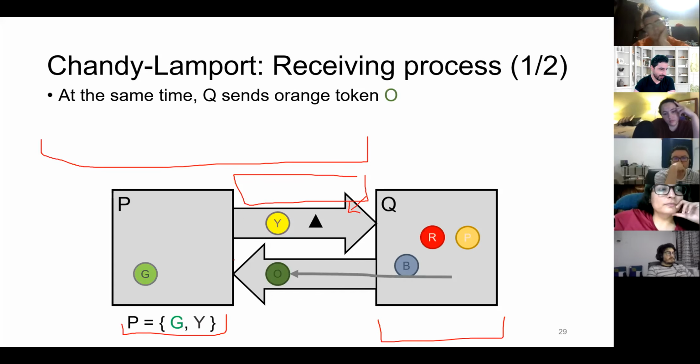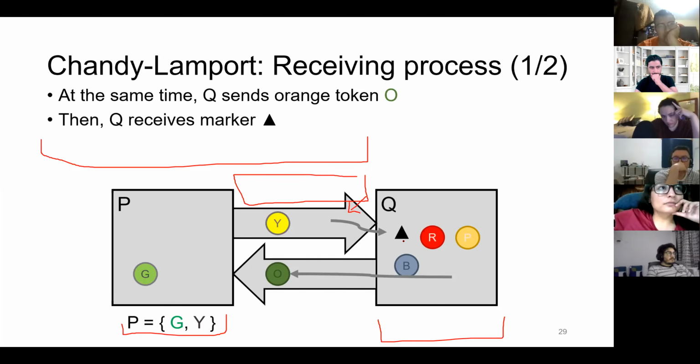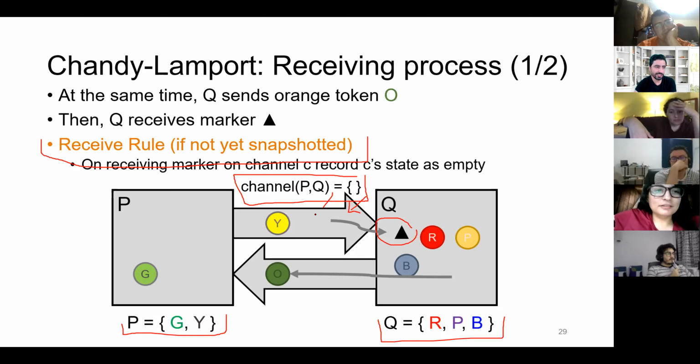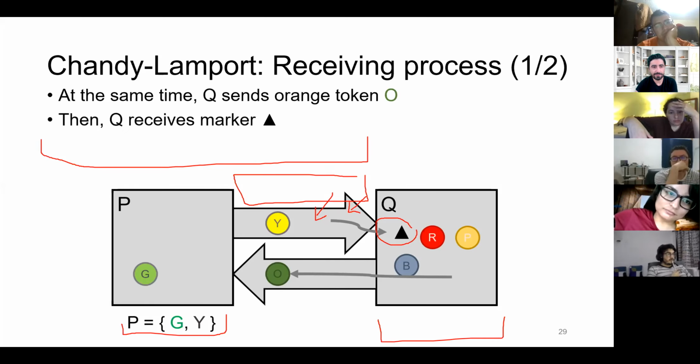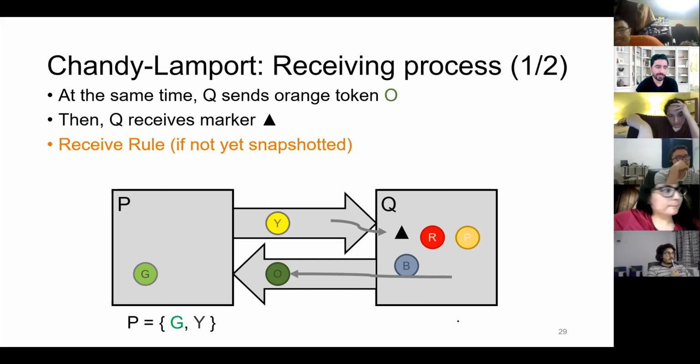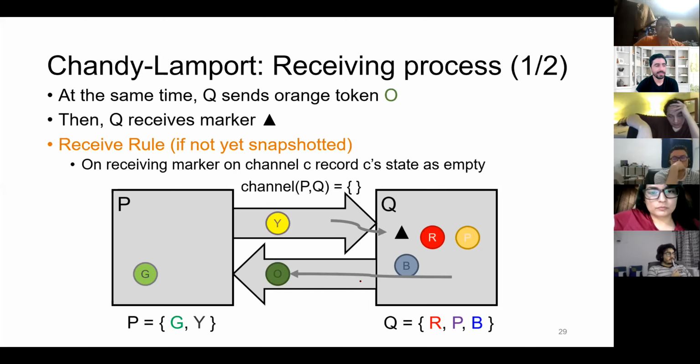Q is going to send one event, and meanwhile is receiving this marker. When it receives the marker, it does the snapshot. As soon as you receive the marker, you take the snapshot and you consider the channel that you received the marker on. Another thing to clarify here: when you receive the marker, you take the snapshot because you did not take the snapshot before. You receive the marker, you don't have a snapshot yet, so you take the snapshot. Then you record the state of the channel that you received this marker on as empty.